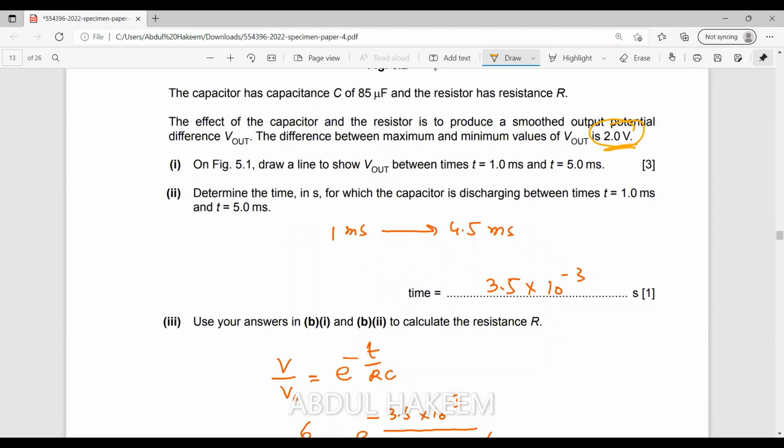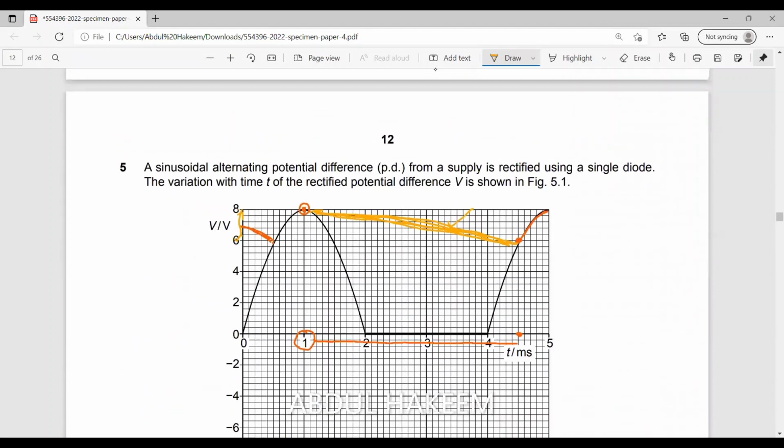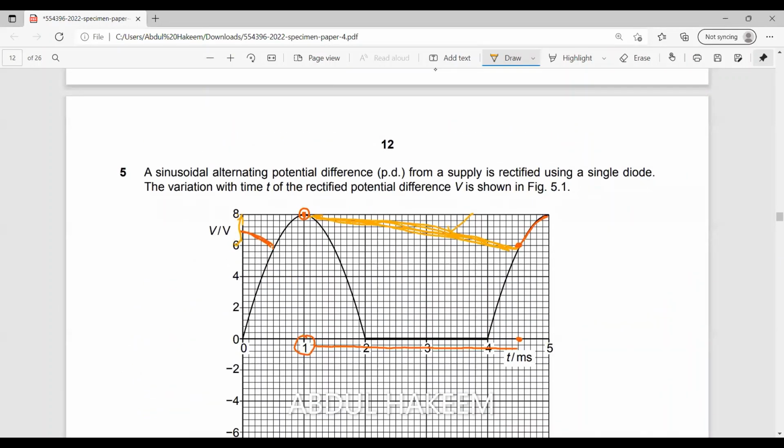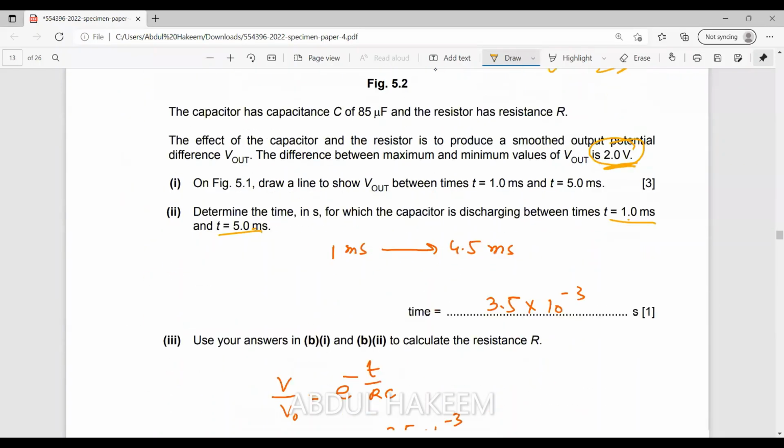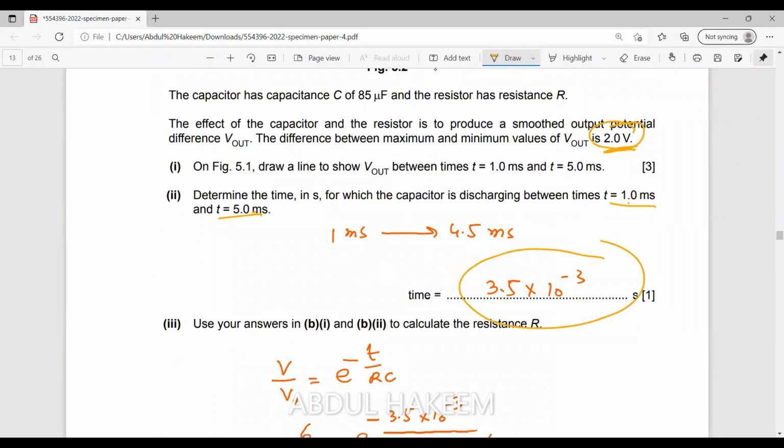Next. Determine the time in seconds for which the capacitor is discharging from 1 to 5. 1 to 5, answer is coming 4. But look at the graph. It discharges only from 1 to 4.5, not till 5. Because after 4.5, the capacitor starts its charging. So discharging up to this point. So 1 to 4.5, the gap is 3.5. So we will write the answer here. 3.5 millisecond or 3.5 into 10 power minus 3.